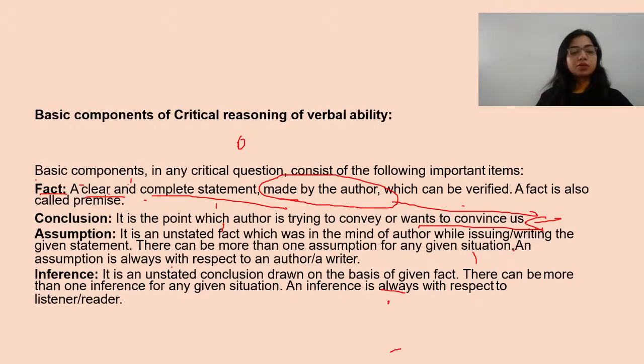Next comes assumption. What is assumption? Assumption is an unstated fact that was in the mind of the author while issuing or writing the given statement. So it is unstated, and it was in the mind of the author while issuing or writing the given statement. So it's not stated, it's unstated in the background. And it was in the mind of the author, not your assumption. Remember that. And when was it in the mind of the author? While he was issuing or writing the given statement. Good enough?